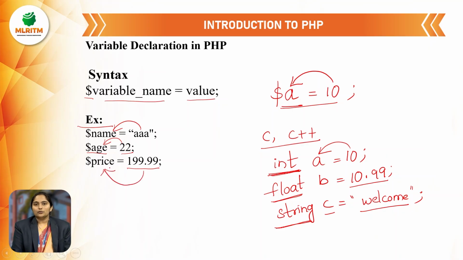One point to remember in PHP: we need not specify any kind of data type that we are going to store. It will automatically understand what kind of data we are going to give to a variable.